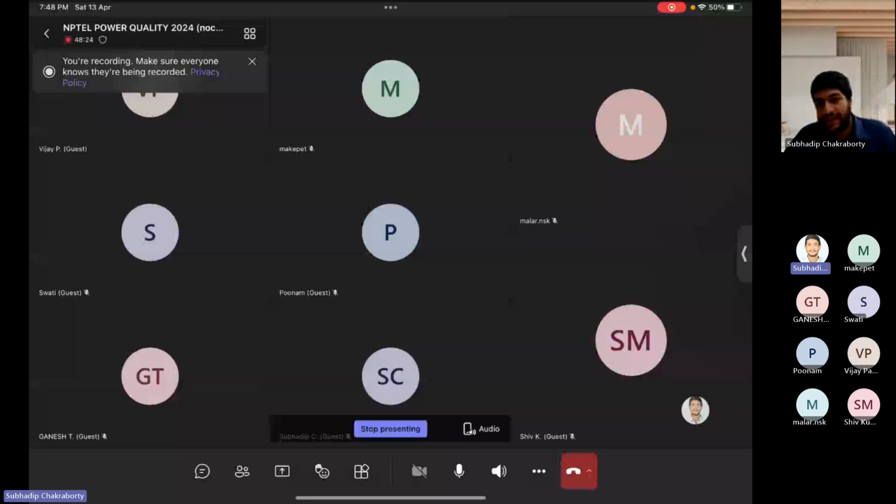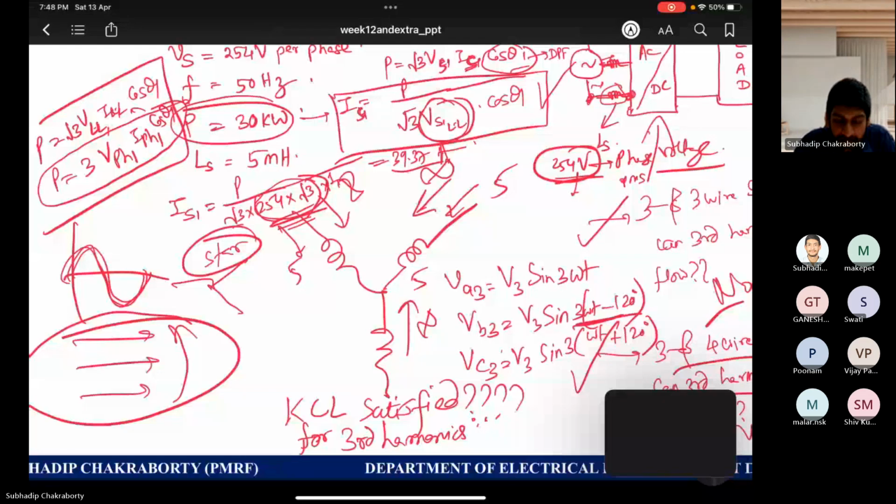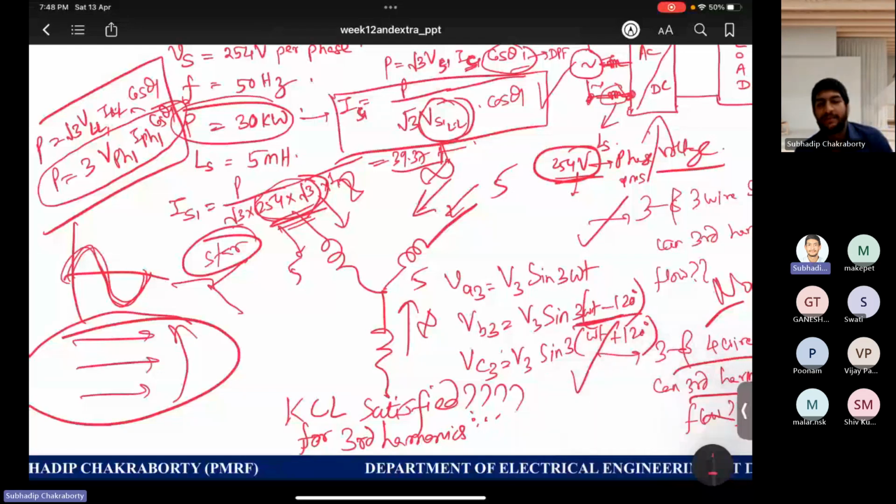So what I was telling, the supply side, now the screen is visible, right? What I am telling is the supply side fundamental current RMS component. So you have the supply side current fundamental component, right? Why do we need it? Any one of you? What are we actually trying to calculate?